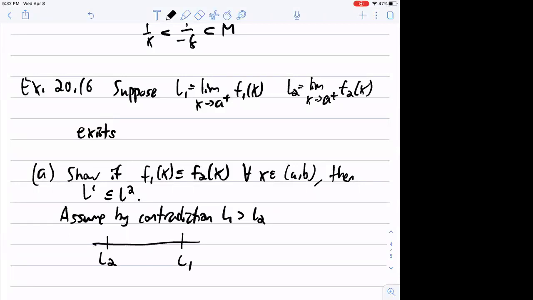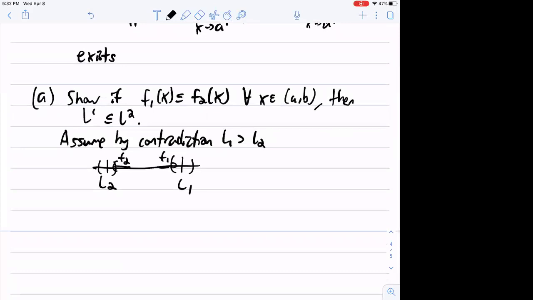Now, how are we going to get a contradiction? Well, we know the limit exists, right? So f2 goes to this, and f1 goes to this, because L1 is the limit of f1 and L2 is the limit of f2. So eventually, using the epsilon-delta definition, f2 will be here, and f1 will be here, and we get a contradiction, right? Because that would mean f1 was bigger than f2. So that's the approach, like the picture approach. Hopefully we all get what we're trying to do.